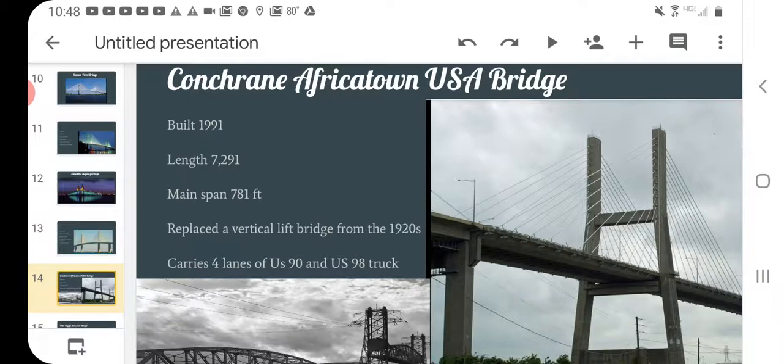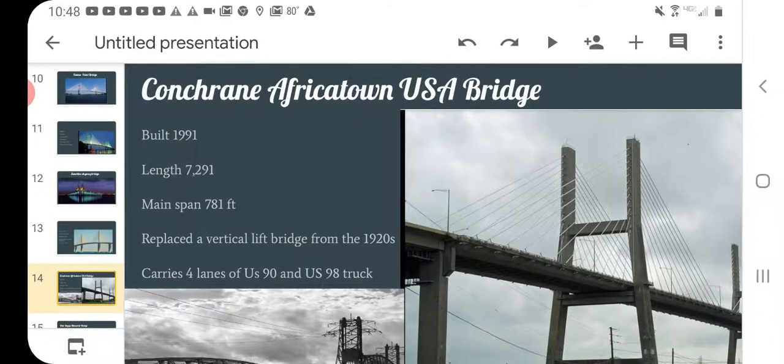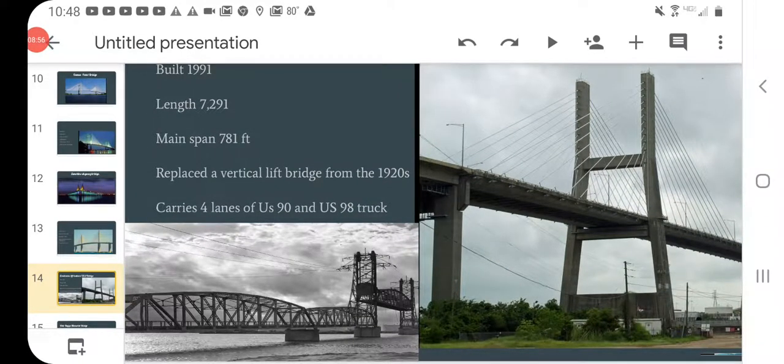Now we're going to Alabama. Conquering Africa Town, USA Bridge. This is named after a person, I think a man, and that's named after a town in Mobile, Alabama. So this bridge was built in 1991, 7,291 feet long, and it is, I think it's so tiny, it's so cute, it has a 781 foot main span, and replaced a vertical lift bridge from, I'm guessing the 1920s. I don't really know. And carries 4 lanes of US 90 and US 98 truck.